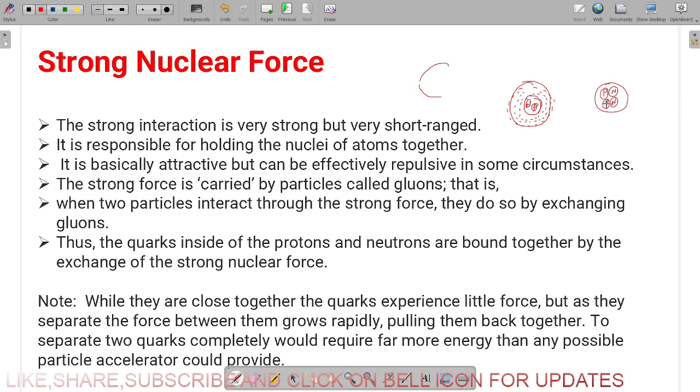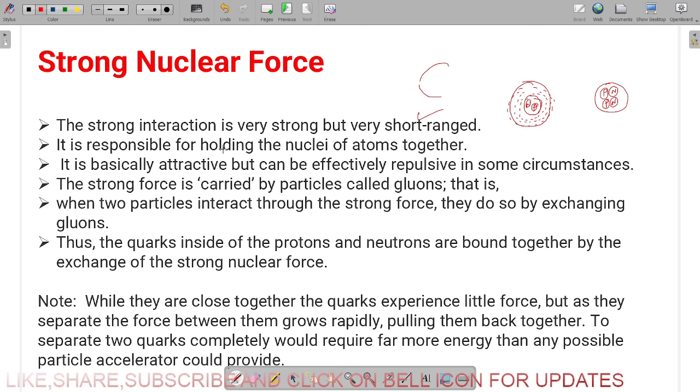Since the force is very strong, they are not able to come out of the nucleus. They are held tightly together. Though the distance is very small, it is a short-range force but a very strong force. It is very difficult to separate a proton and a neutron. The strong interaction is very strong but very short ranged.